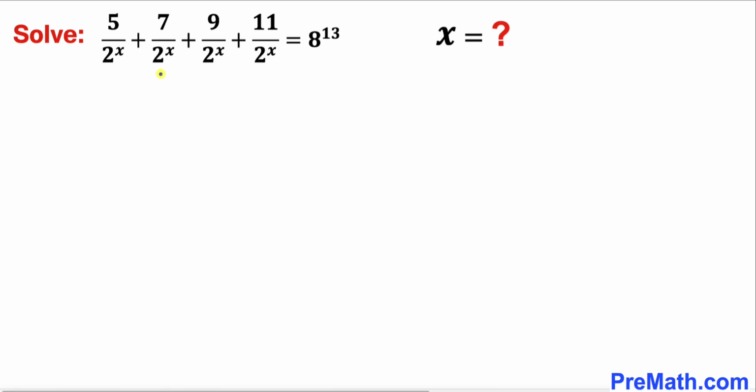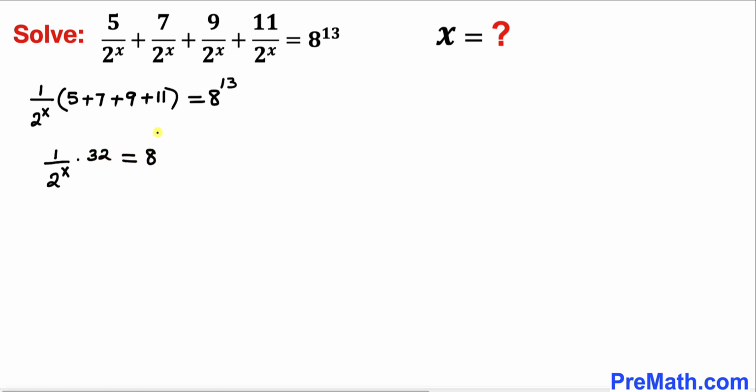Let's go ahead and get started with the solution. And here's the very first thing we can see. We have a 2 power x across the board in the denominator. So we can factor that one out. Therefore we can write 1 divided by 2 power x outside, and we got 5 plus 7 plus 9 plus 11 equals 8 power 13 on the right hand side. Now inside these parentheses, if we add all these numbers, that adds up to 32. Therefore we got 1 divided by 2 power x times 32 equals 8 power 13.